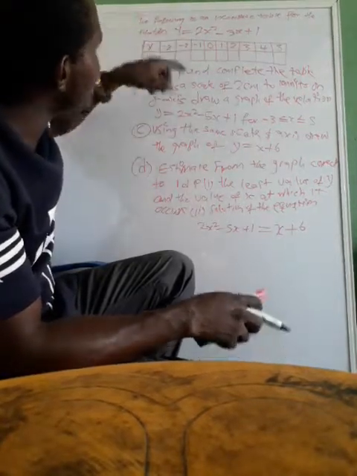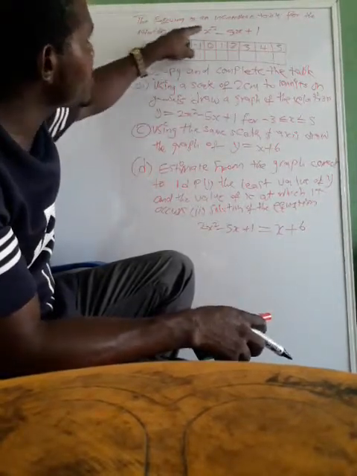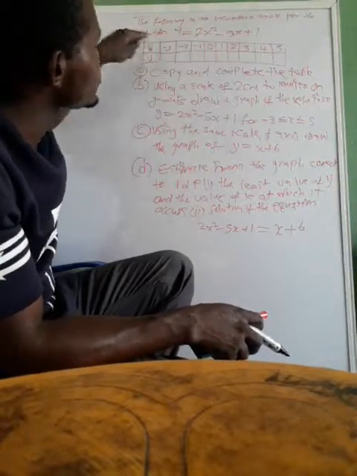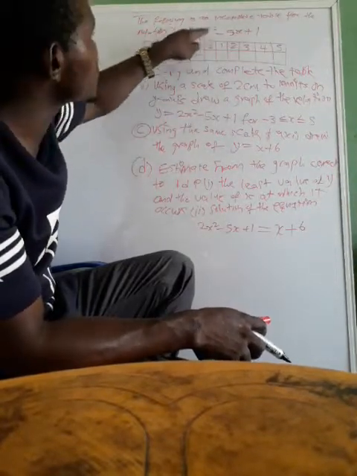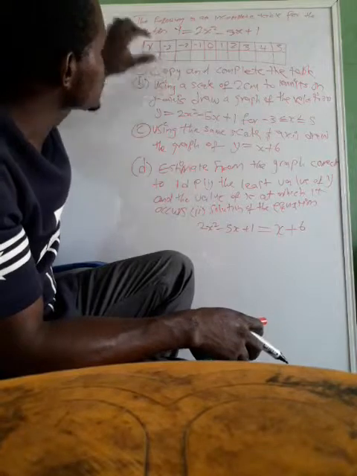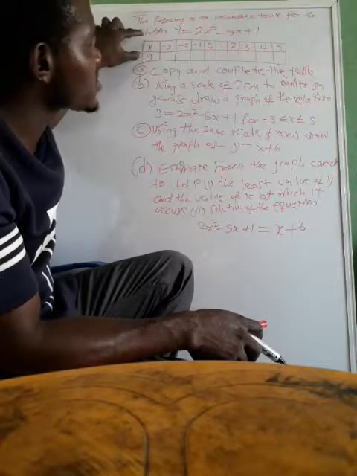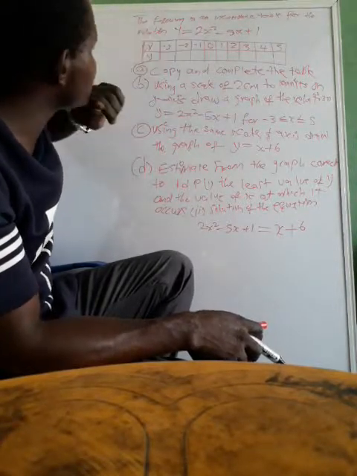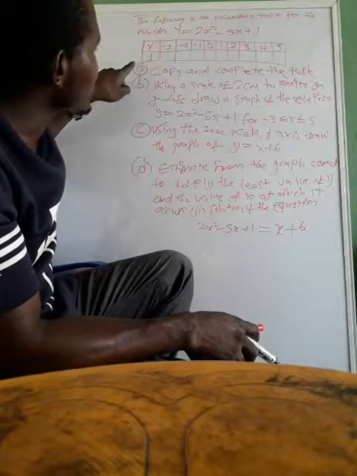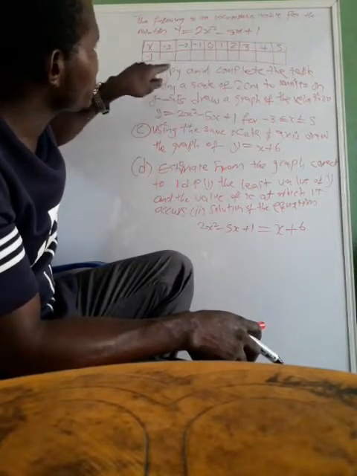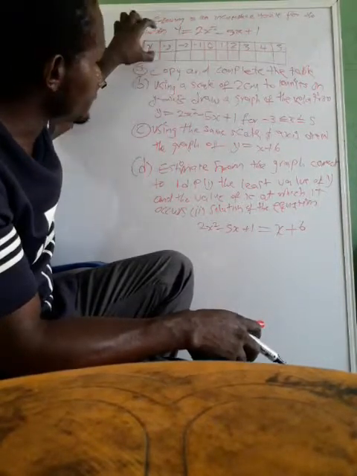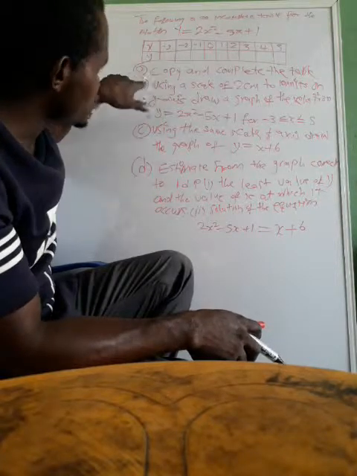Now the question is saying that the following is an incomplete table for the relation y equals 2x squared minus 5x plus 1. So this is the table. This is an incomplete table, so they want you to complete it. The first thing that you have to do is to copy and complete the table. Copy this table and complete it using a scale.